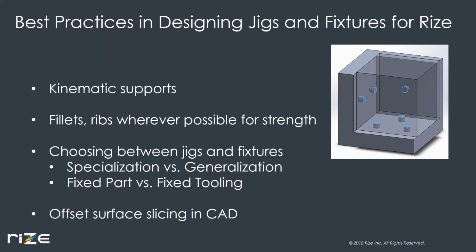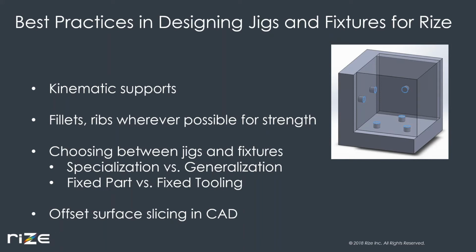Now, as I've discussed, the differences between jigs and fixtures can be ambiguous in some cases, but there are a few things to consider when making design decisions. So designing a jig usually involves specializing the design for a specific part and a specific process. This can offer a major boost in precision and efficiency, and the rapid rate of production that RIZE offers could allow you to produce custom jigs for many processes.